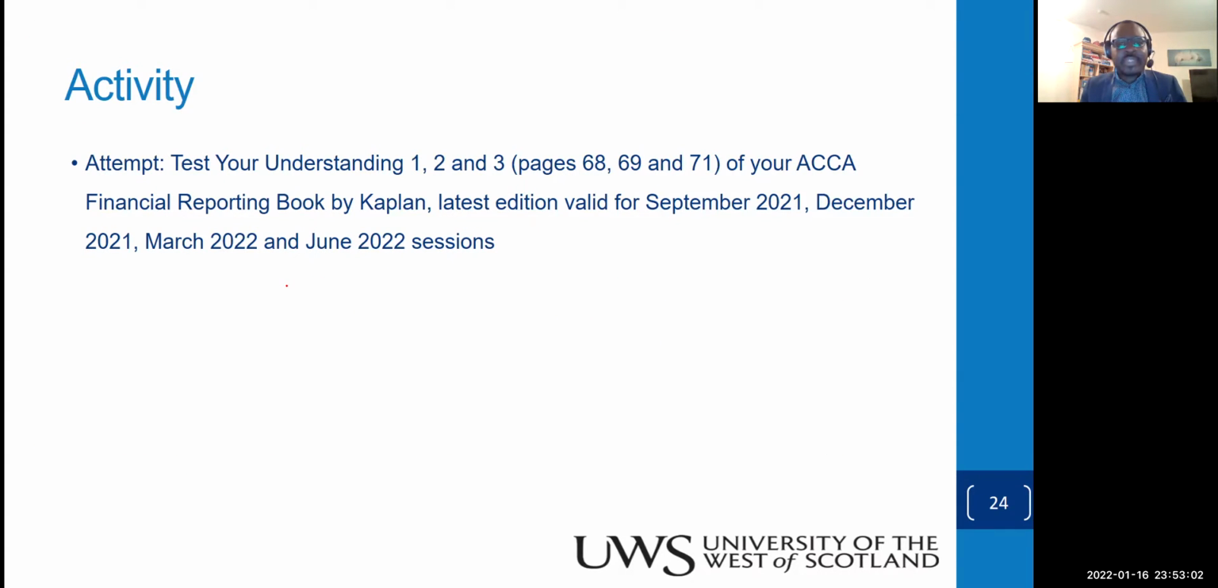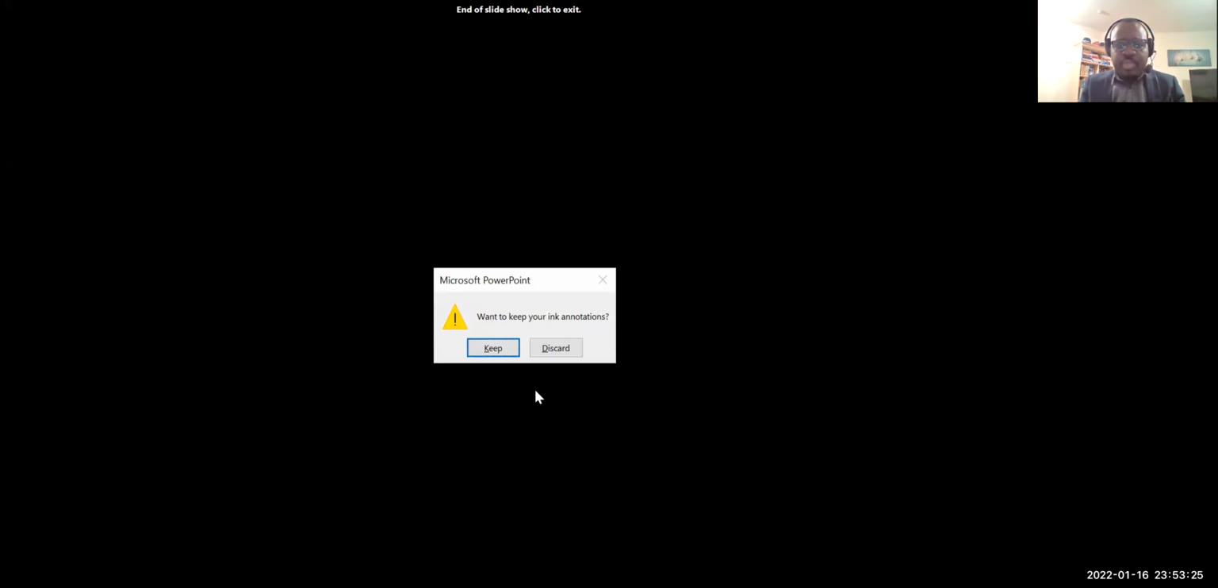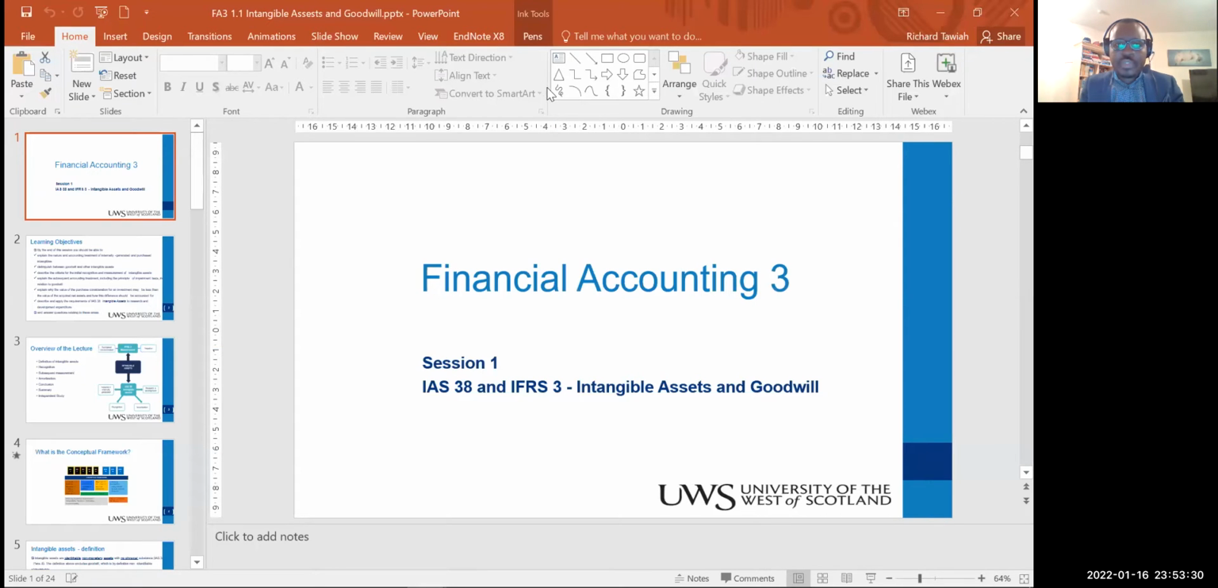Now look at the financial reporting text, ACCA, the one we are using, and try to attempt questions, test your understanding, the TYU 1, 2, and 3, and the pages are 68, 69, 71. And then let's share the answers, okay? The solutions are within. So at least you try to work it independently and compare your answers. And then when we meet, we'll try to resolve it.